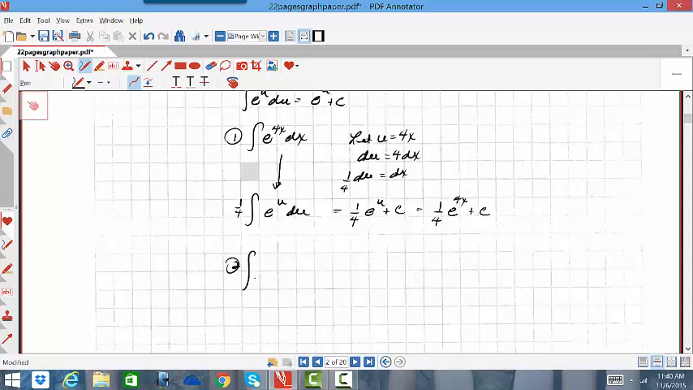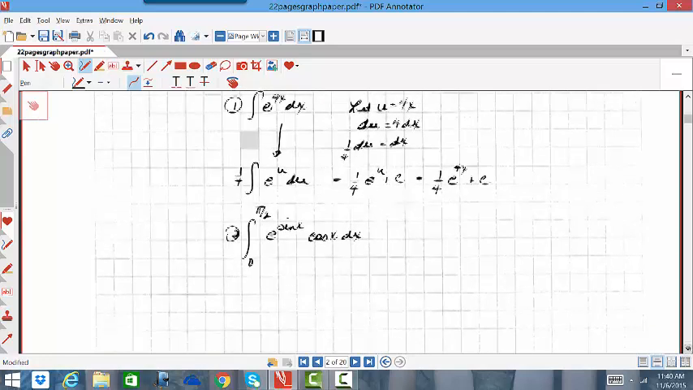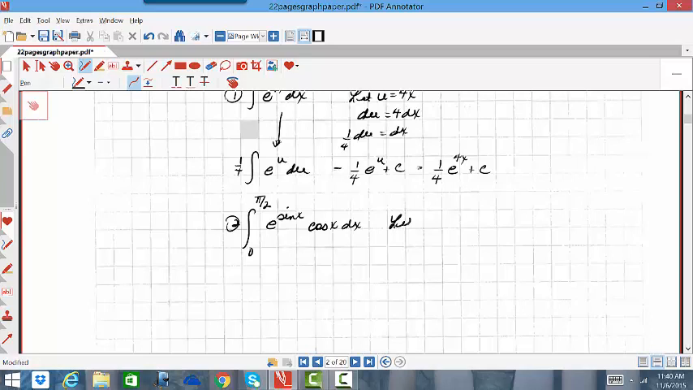Suppose we want to integrate from 0 to pi halves of e to the power of sine x times cosine x dx. Alright, so we're going to use the method of substitution. Let's let u be the exponent, sine x, then du will be cosine x dx. So this will convert to e to the power of u, and cosine x dx is du.